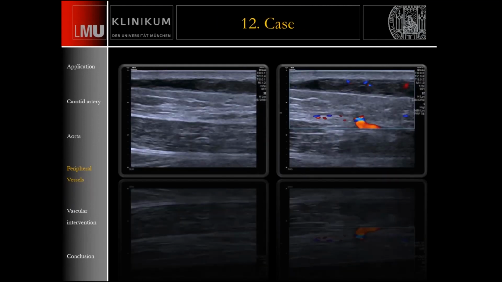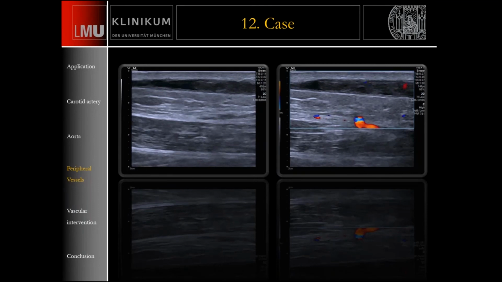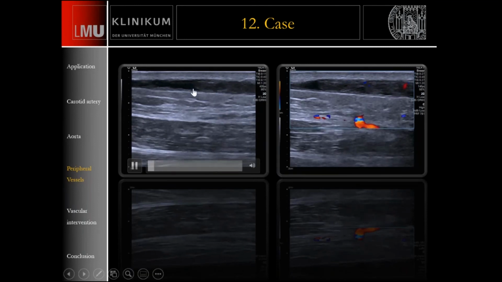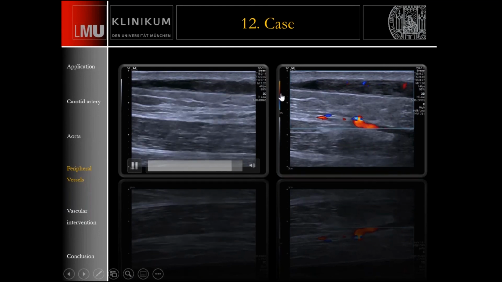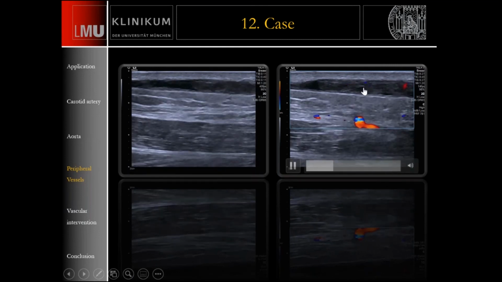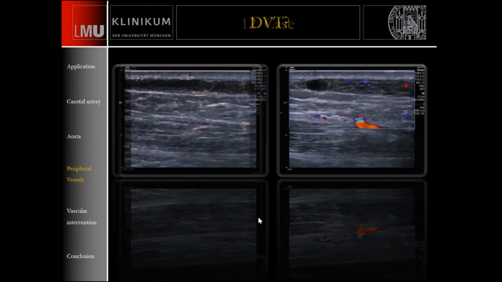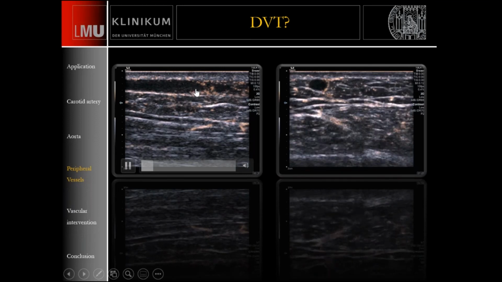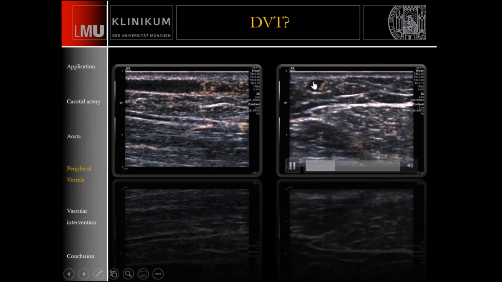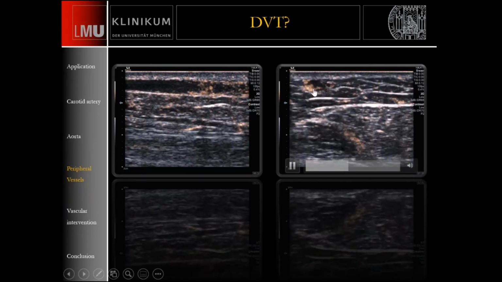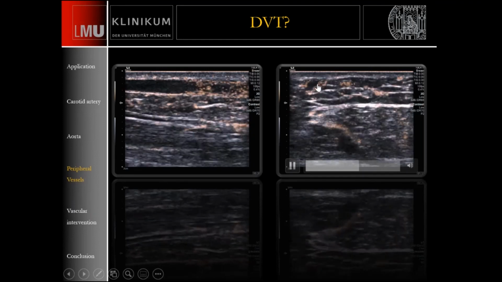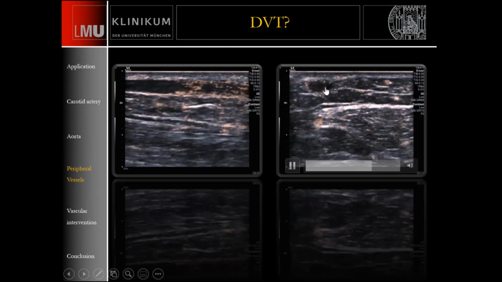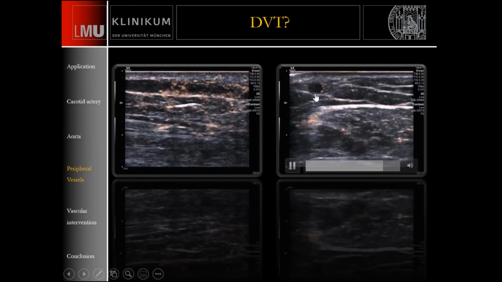What about deep vein thrombosis? There you see a vessel which is enlarged. It shows hyperechoic thrombus inside, only some small flow inside. If you repeat the examination with contrast, you see a revascularization of the thrombus. So it's a thrombus of the vein with some partial revascularization, but most of the thrombus also includes the complete vessel as we've seen it here.